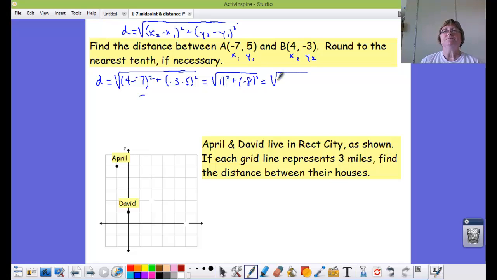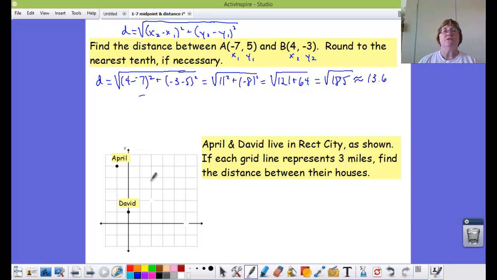Now I'm going to ask you to use your memory. 11 squared. Do you know this one? It's 121. 11 times 11 is 121. Negative 8 squared, negative 8 times negative 8, is 64. And together, 121 and 64 is 185. The square root of 185 is that value. We're asked to round to the nearest tenth if we have to. My calculator, the square root of 185, around 13.6. All right, to the nearest tenth.